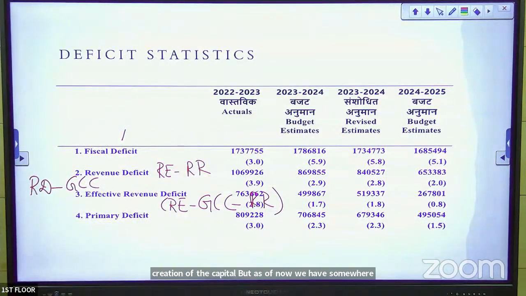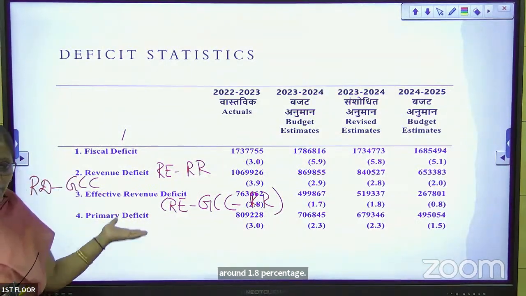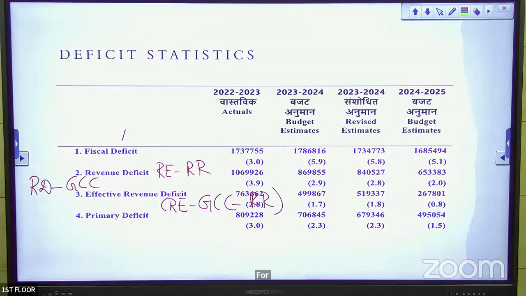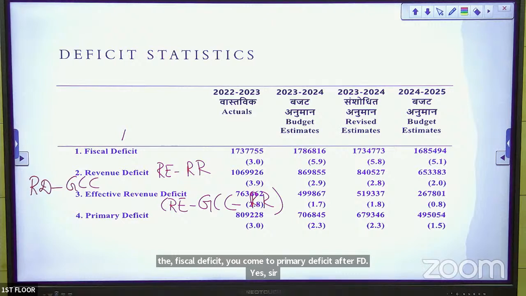What is the formula for the fiscal deficit? We'll come to primary deficit after FD. Yes, sir. One second, he wants to ask something.